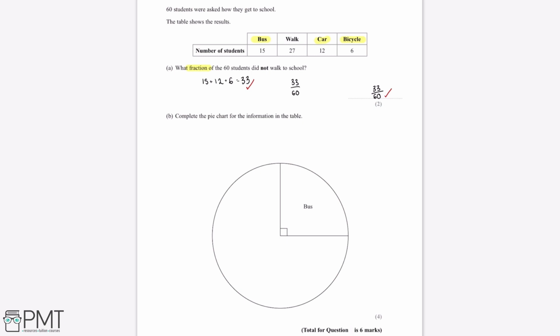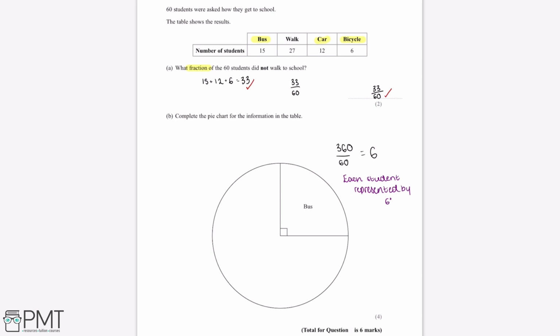Now, one way to think about this is there's 360 degrees in a circle, and we need to split this equally between 60 students. So the calculation we can do is 360 divided by 60, and this gives us an answer of 6 degrees. So what this means is that each student is represented by 6 degrees on this pie chart. And we can check this with the bus section of the pie chart. This right angle here means that this section is 90 degrees, and 6 multiplied by 15 is equal to 90.